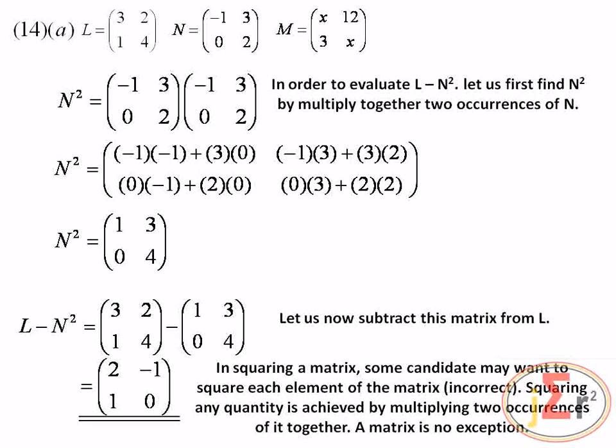In squaring a matrix, sometimes candidates may want to square each element of the matrix, and that is incorrect. Squaring any quantity is achieved by multiplying two occurrences of that quantity together. A matrix is no exception.